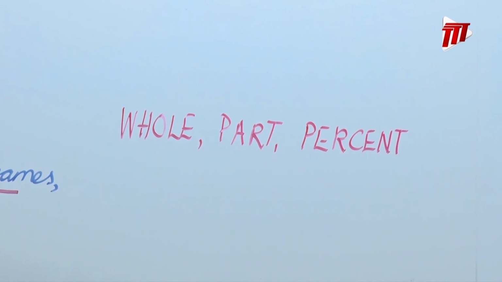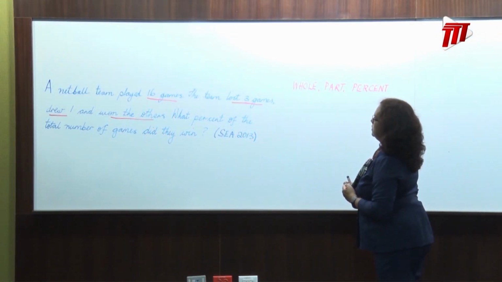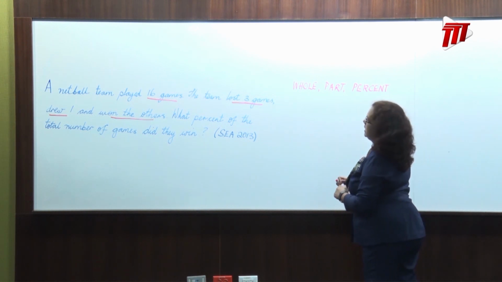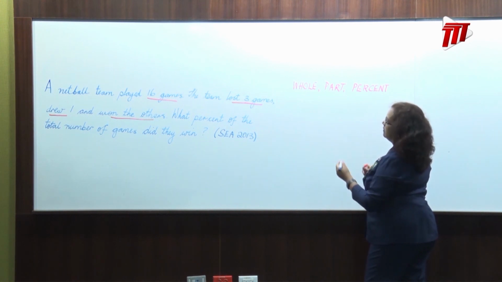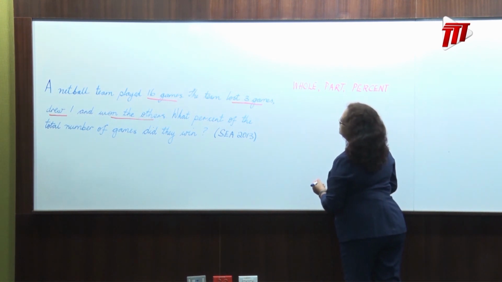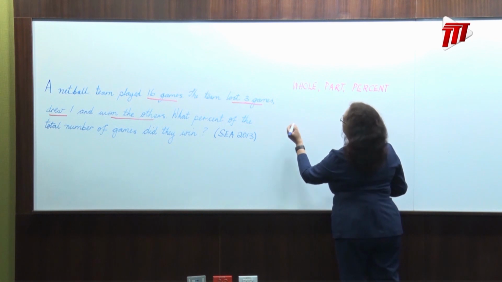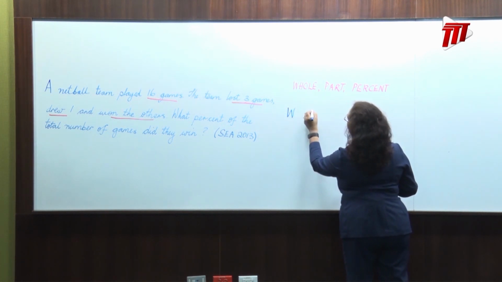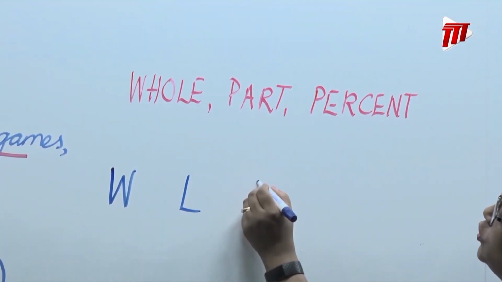Okay, so let's see what we have. We know that there are a total of 16 games played. So I can make a very small table. Out of those 16 games, we know that some were won, some were lost, and some were drawn.